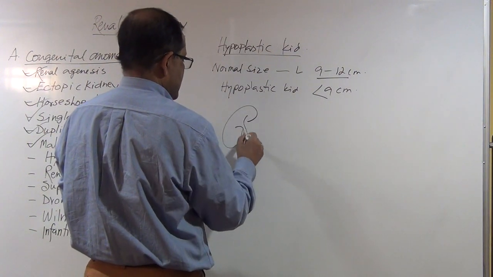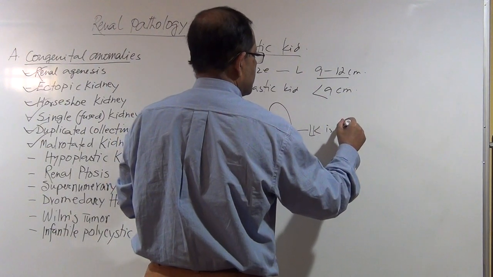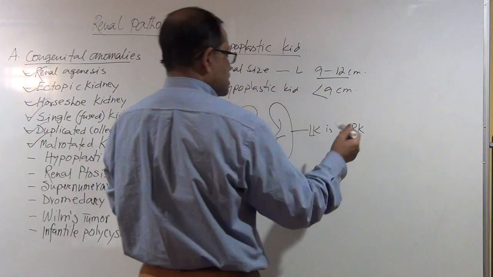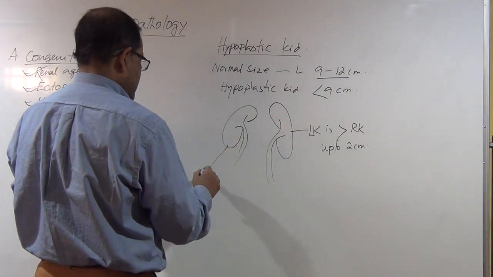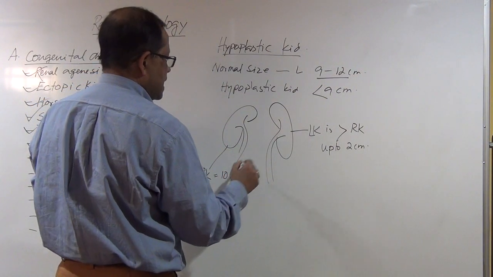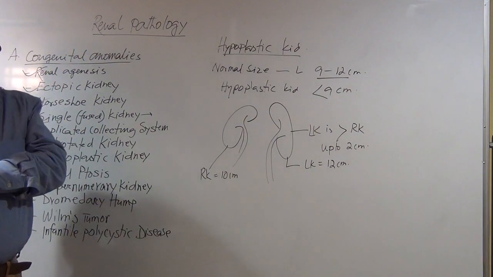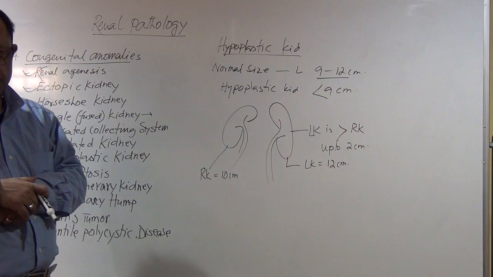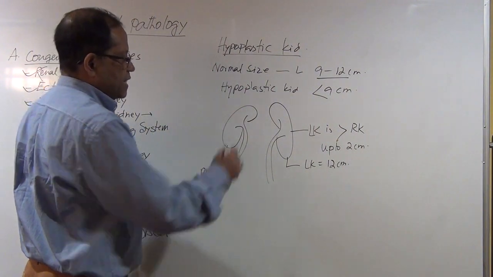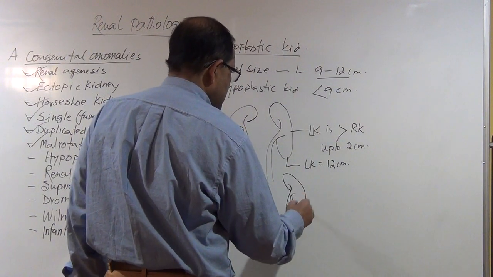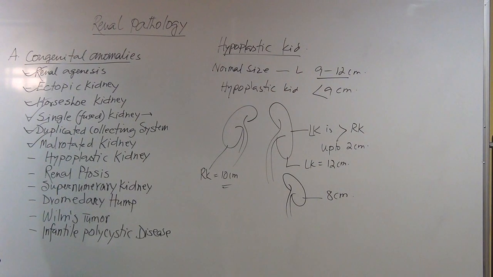So normally the kidney, which kidney is a little bigger? Left kidney is bigger than right kidney. How much bigger? Up to 2 centimeters. So if the right kidney is 10 centimeters, and the left kidney is 12 centimeter, then I will say, yeah, it is still within the range, it is normal. Unless there is some pathology I can see. If it is normal looking, I will say it is normal. But if the right kidney is 10 centimeter and the left kidney is smaller, and I found it is 8 centimeter, that is called hypoplastic kidney.